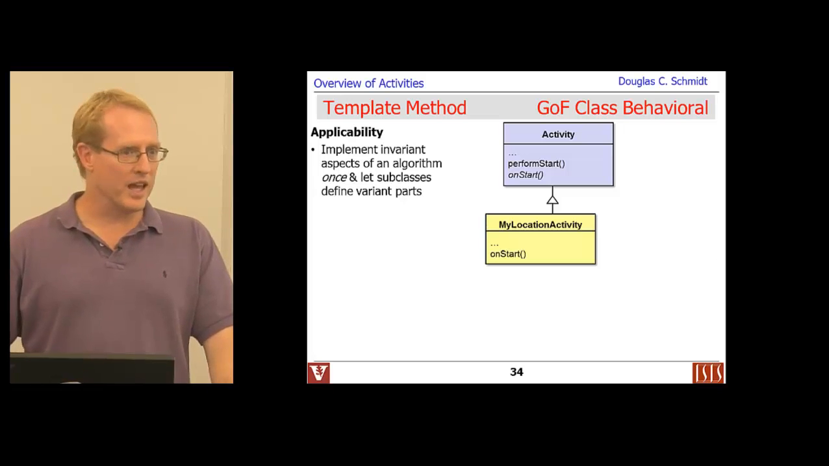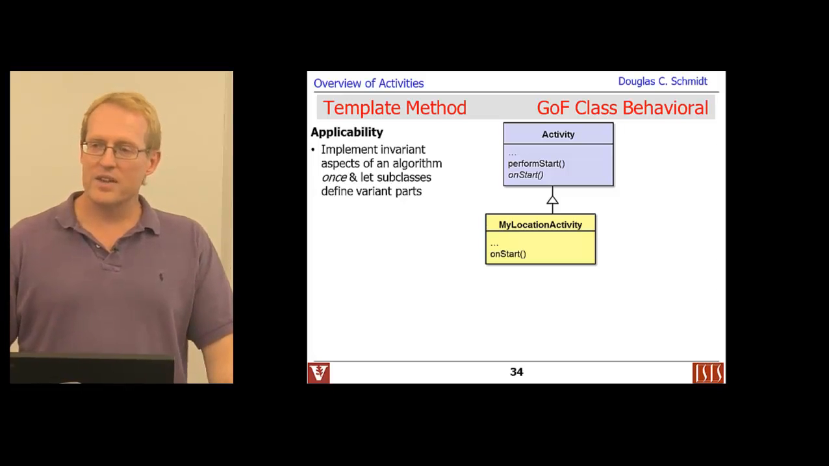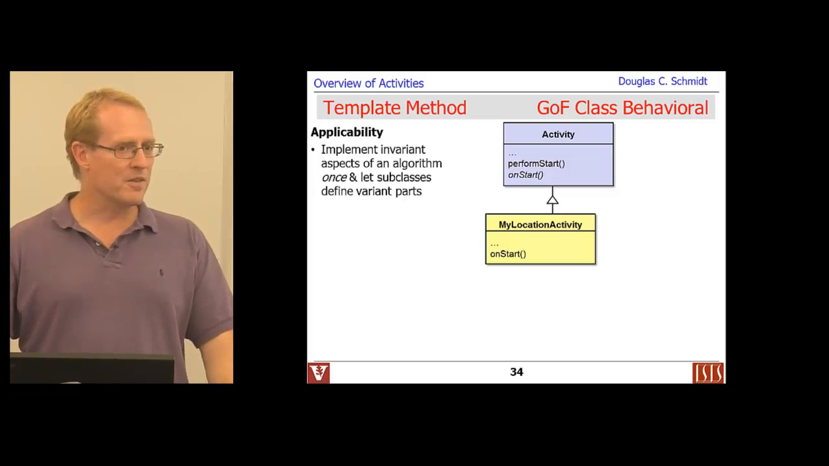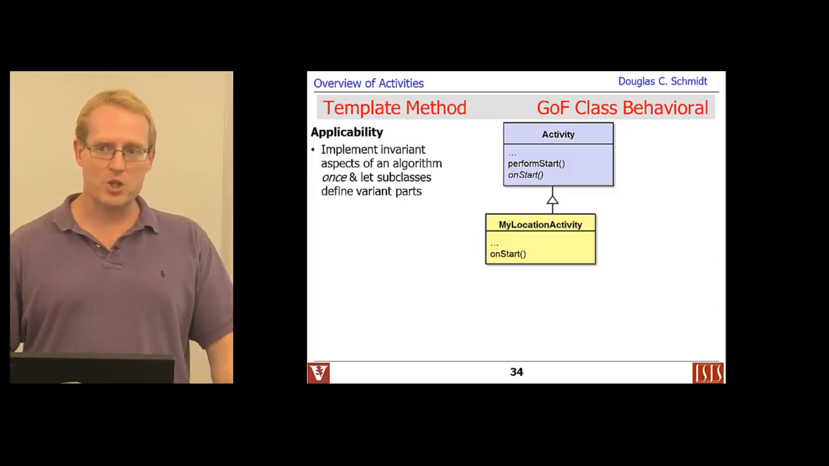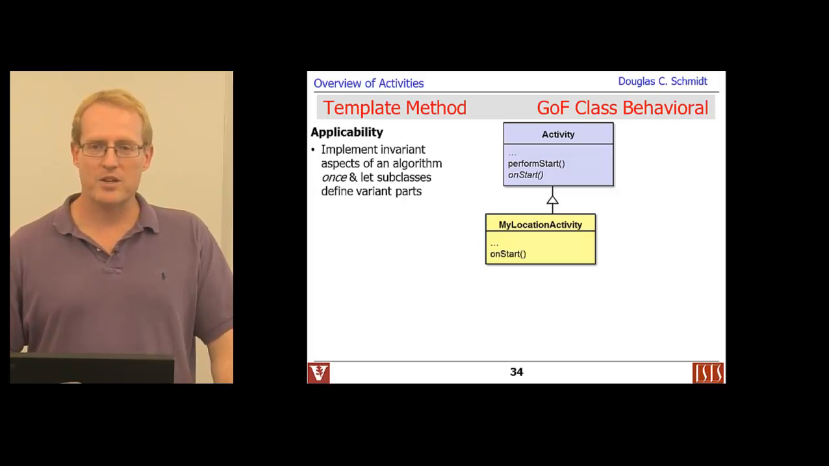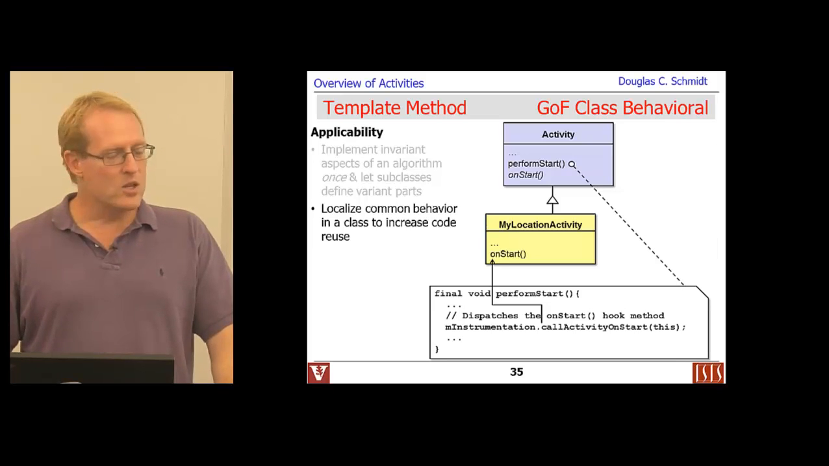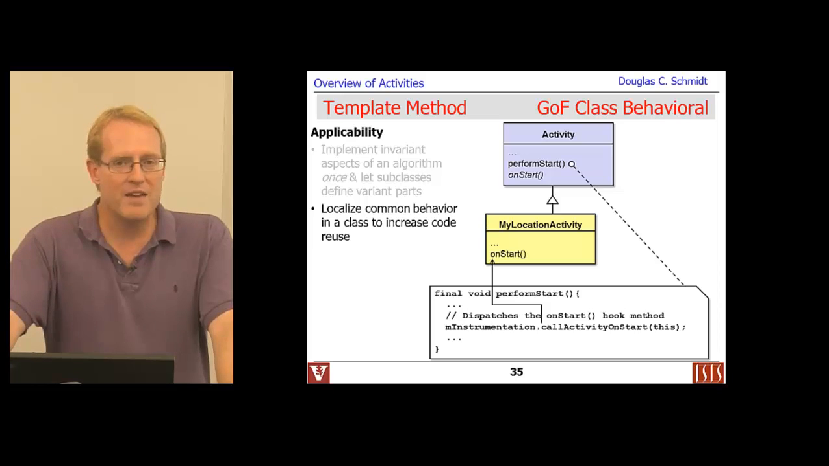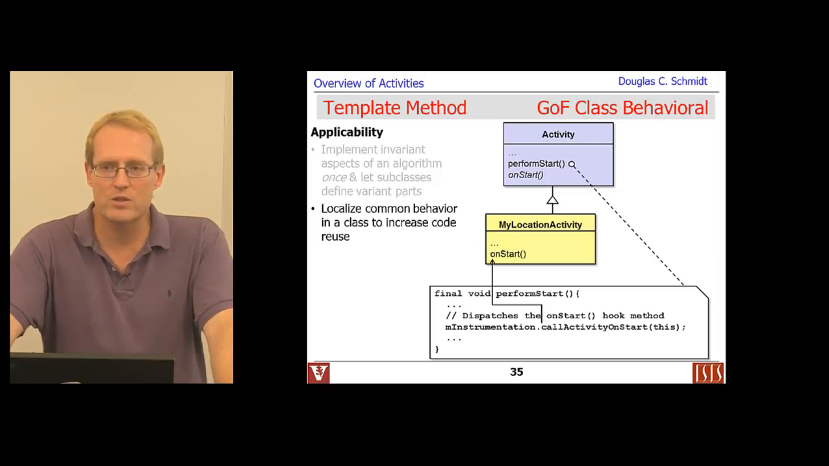What you typically do in Android with stuff like activities is there's a base class that is defined called Activity, and you inherit from that and you fill in certain variant parts, certain things that may change on an application-to-application basis. You also would apply this pattern if you want to be able to localize common behavior in a class to increase the reuse of code.